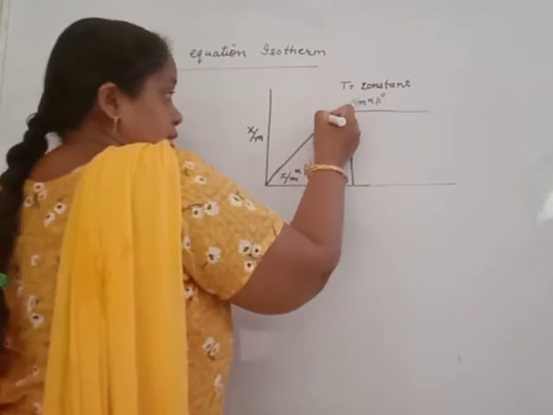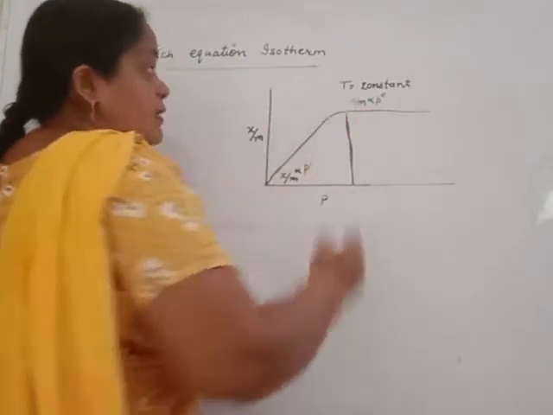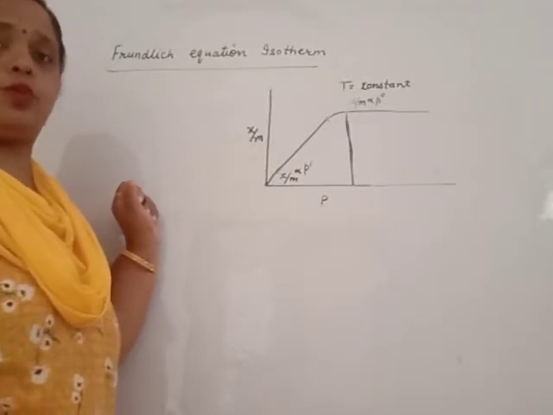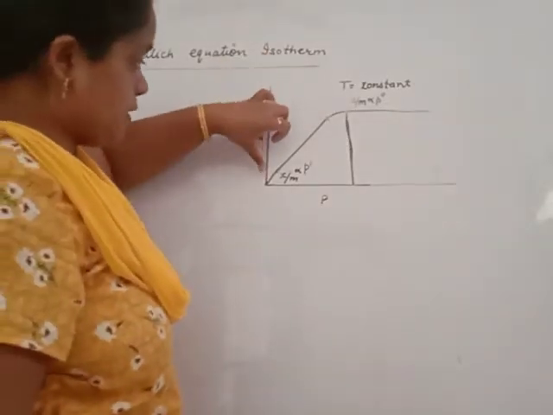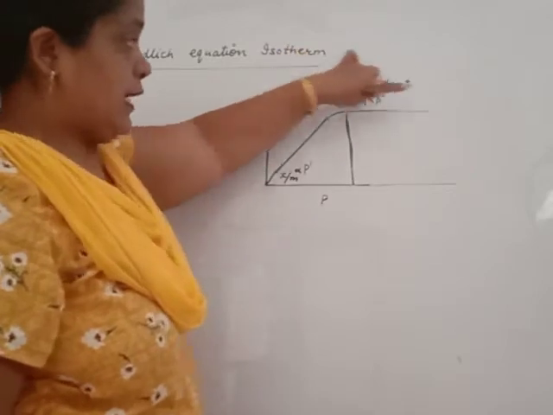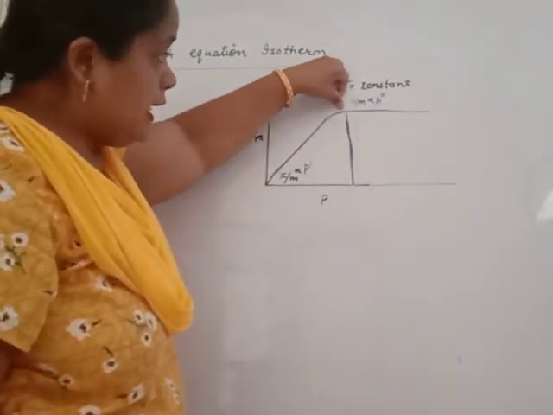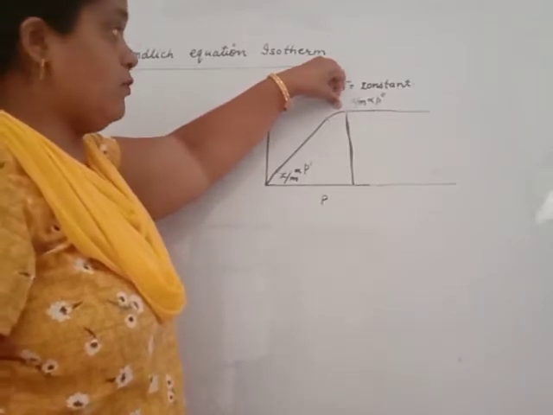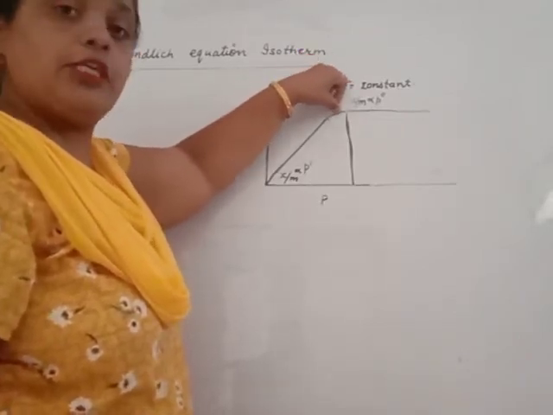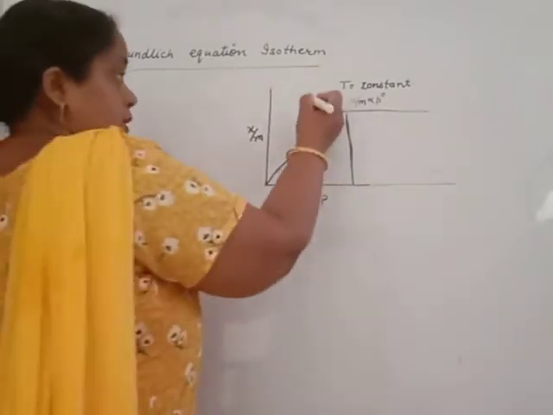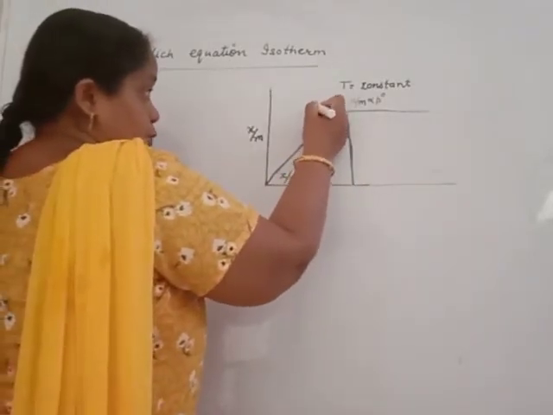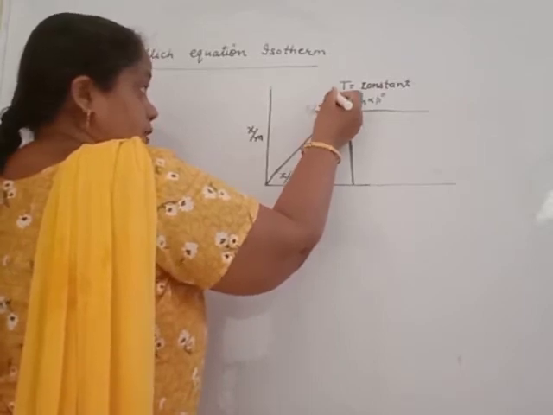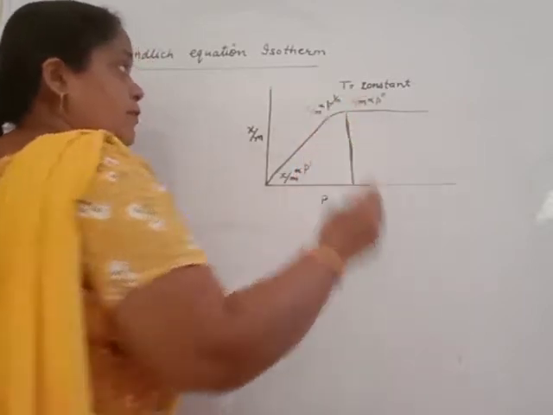But in this condition, the rate of adsorption increases, but this increase is very slow, and then it remains constant. This is the area where the rate of adsorption is very slow. Then what will happen to the rate of adsorption with respect to pressure? The rate of adsorption at this point depends upon pressure raised to the fraction 1 by n.